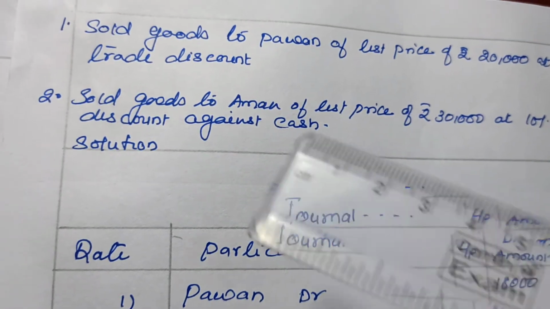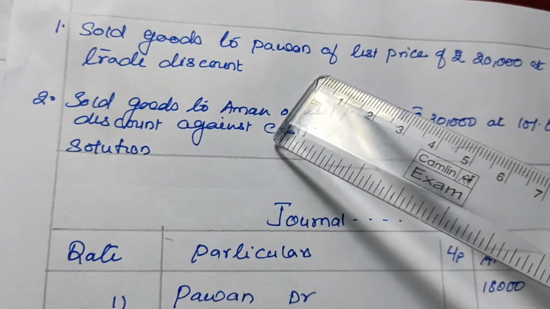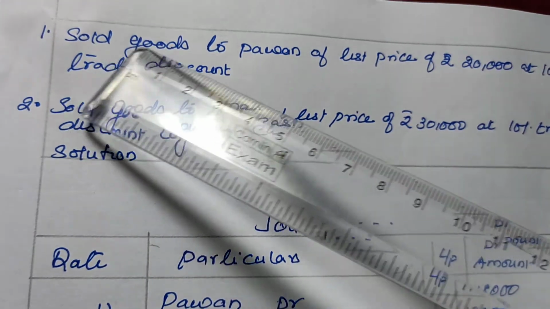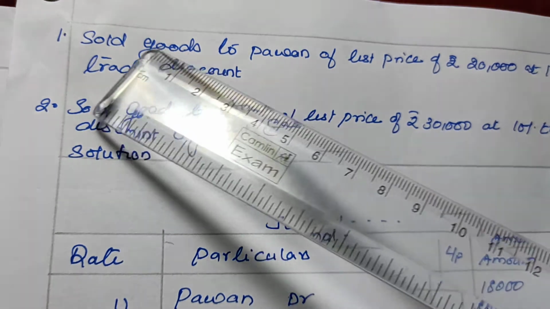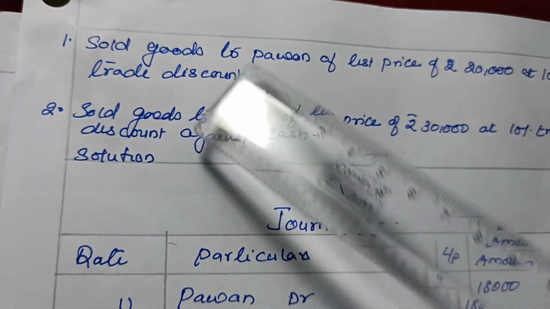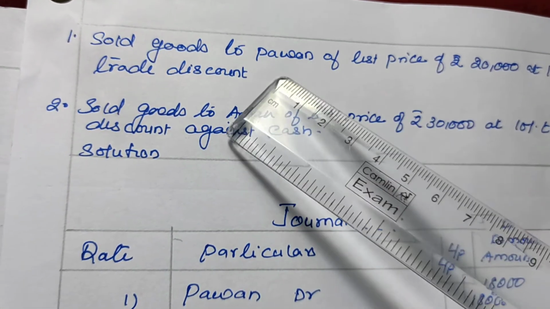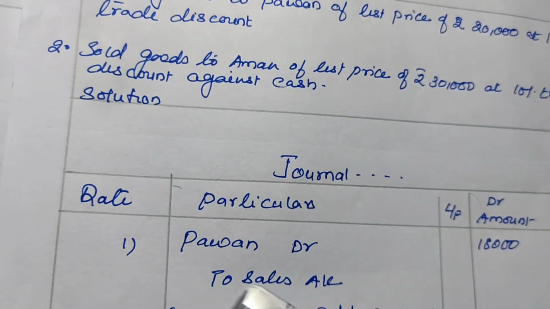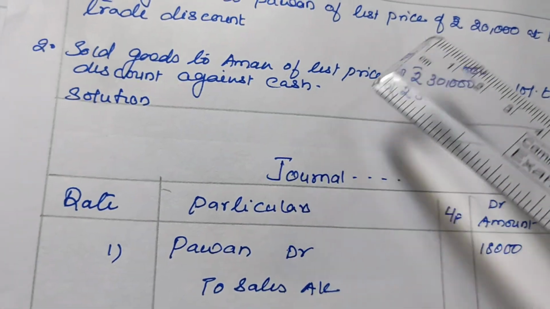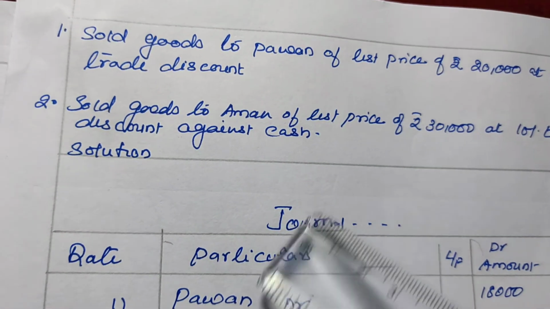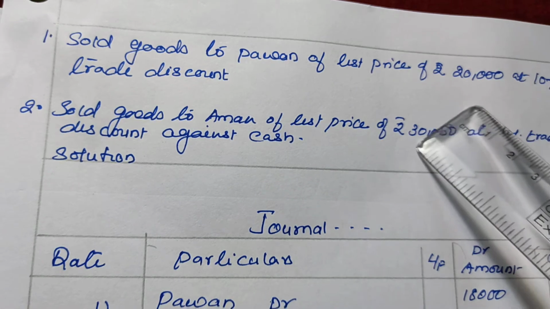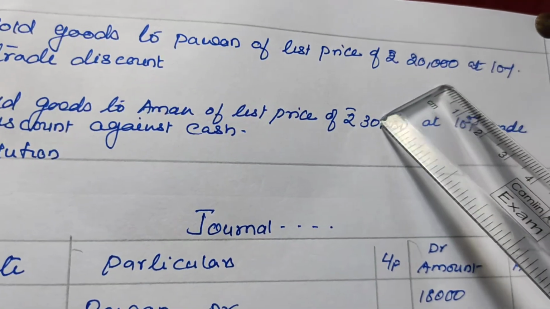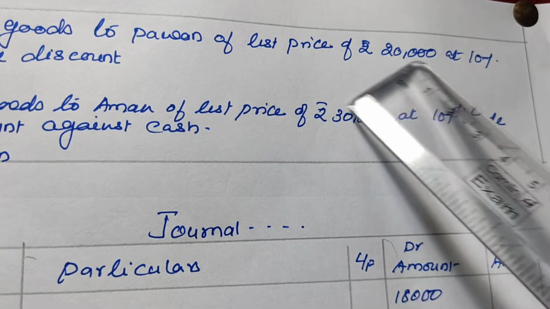Okay, sold goods to Pawan of list price 20,000 at 10% trade discount. Here we are selling the goods to Pawan. Goods are going out, so sales will be credited, and Pawan is our debtor, so Pawan will be debited. Okay, what will be our journal entry? Pawan debit to sales. There is no change in the entry. Entry will be same, but the amount which we have to write will be after deducting the trade discount.